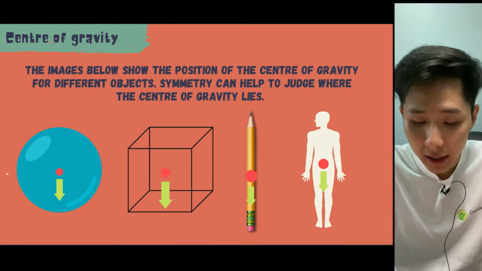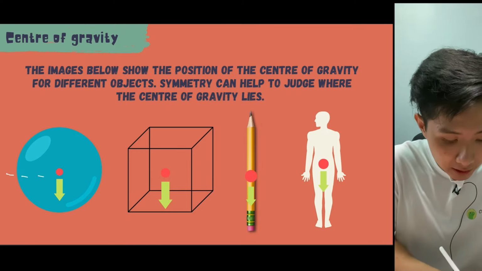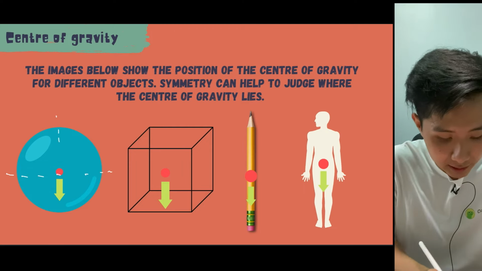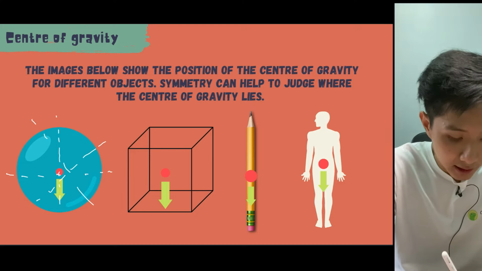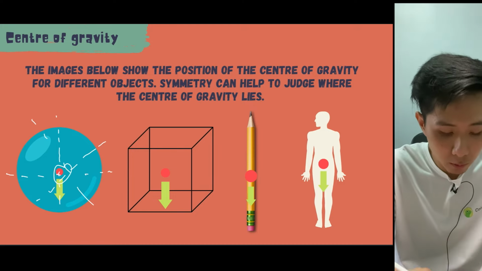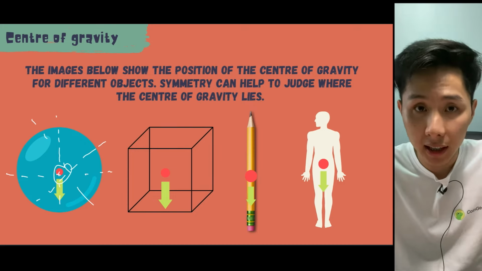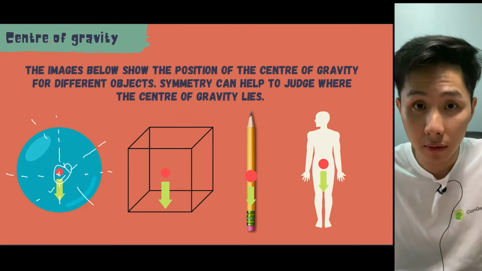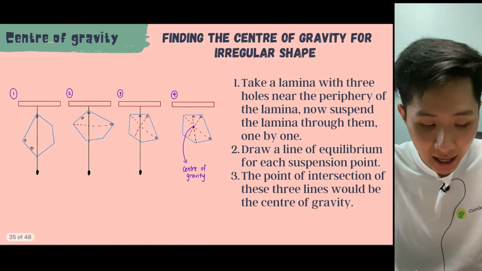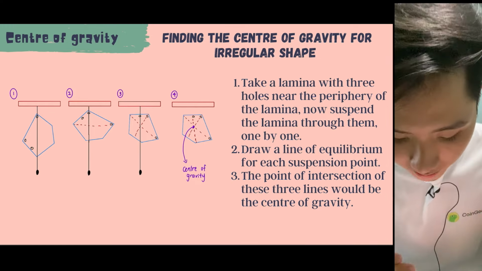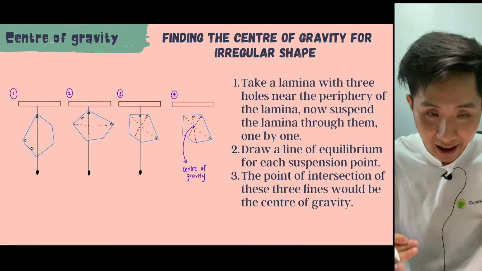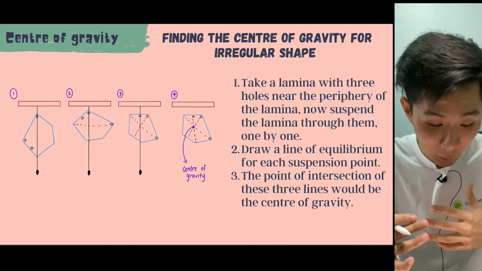And to find the center of gravity, you can just draw a dotted line across the object. The key thing is that the point at which the dotted lines intersect will be the center of gravity of the object. And in order to find the center of gravity for an irregular shape, like in this diagram, here's an experiment that you can do.